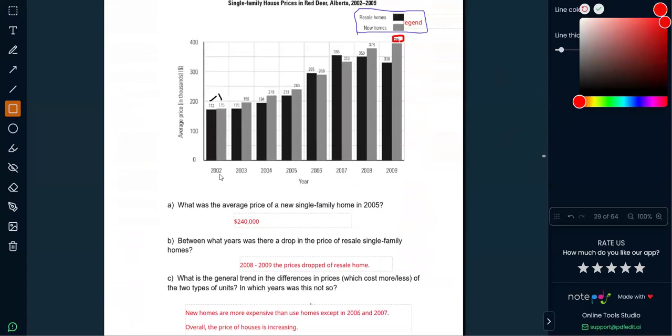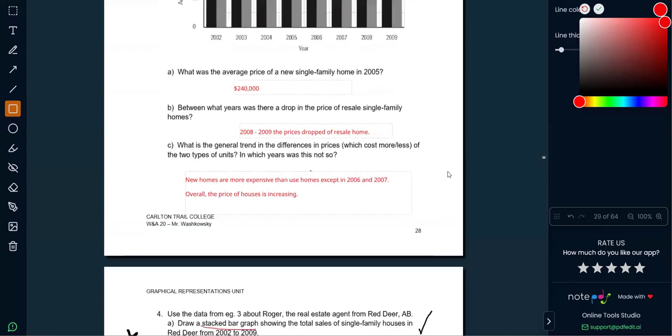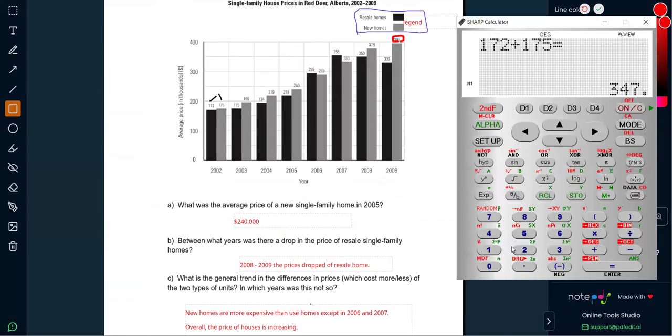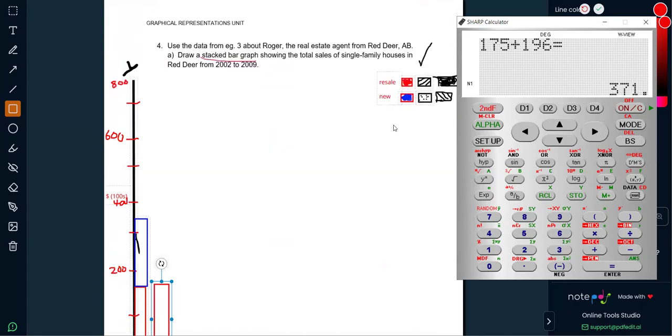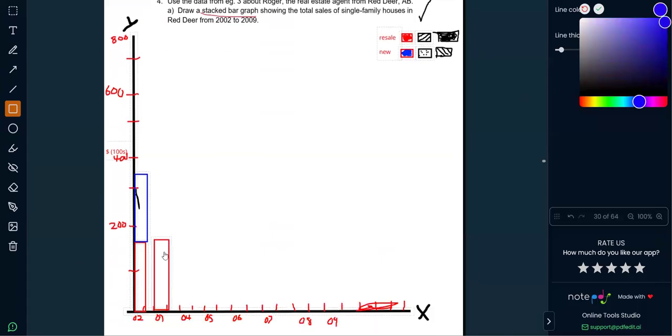So now I need to go up to 175, so it should be slightly higher for 2003. And then blue, I need to add up 196 on top of that, right? So 175 plus 196. Oh, it's 371. Which is about right here.